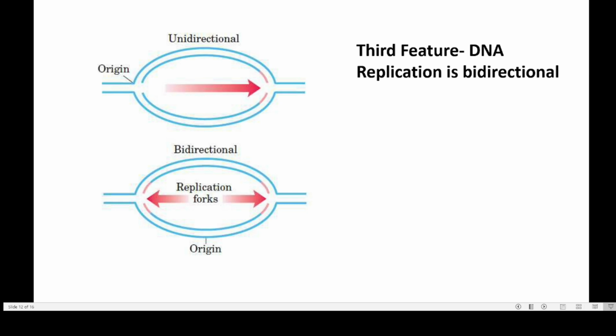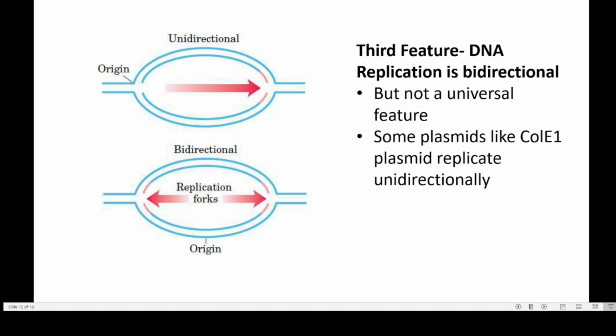Do all genetic systems replicate bidirectionally? Apparently not. Thus, it is not a universal feature. For example, some plasmids like the ColE1 plasmid replicate unidirectionally.